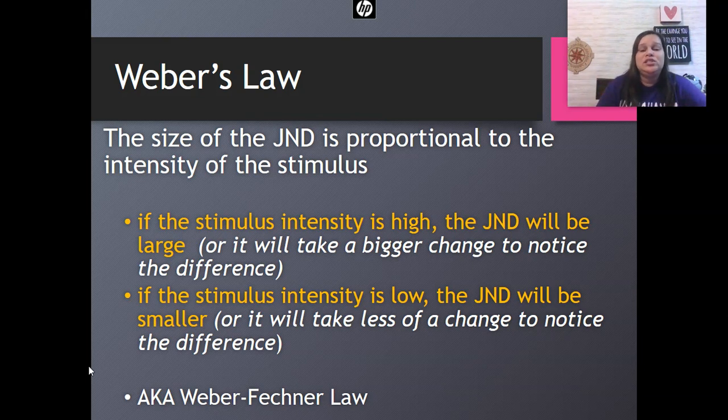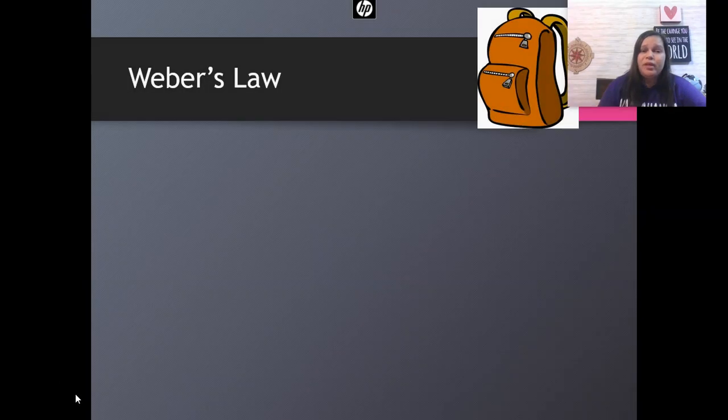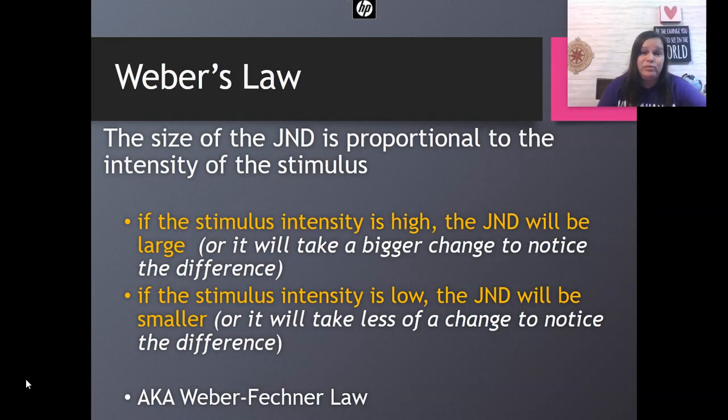If the stimulus intensity is low, the just noticeable difference will be smaller, or it'll take less of a change to notice the difference. So if it's quiet, it wouldn't take that much of a sound for us to notice the difference. This is also called the Weber-Fechner law. Though I will say I've always just called it Weber's law.